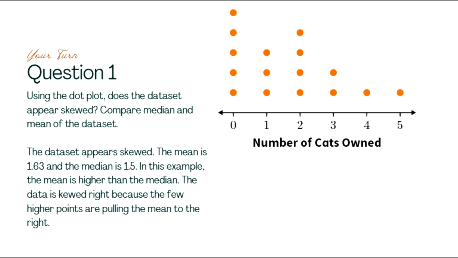In this example, the mean is higher than the median. The data is skewed right because the few higher points are pulling the mean to the right. It's right skewed because the tail is on the right.